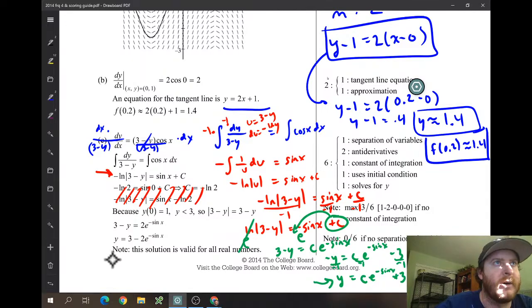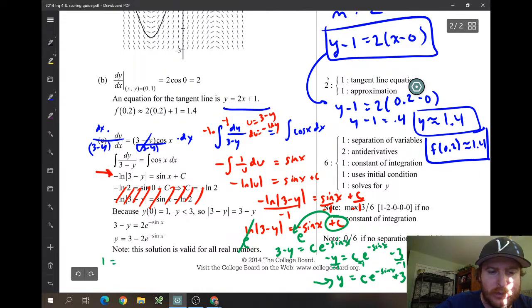So I'll kind of do this over here. That's where I would plug in 1 for the y and 0 for the x. So 1 equals c e to the negative sine of 0. Sine of 0 is 0. Plus 3. e to the 0th is 1, sorry. So that whole thing goes to 1.